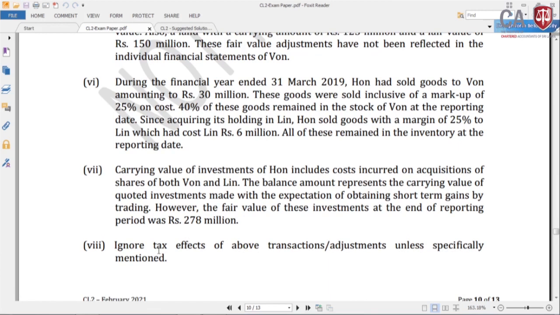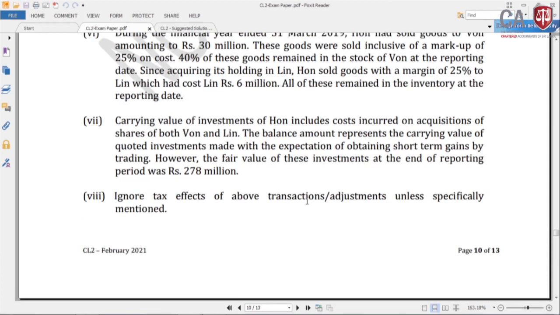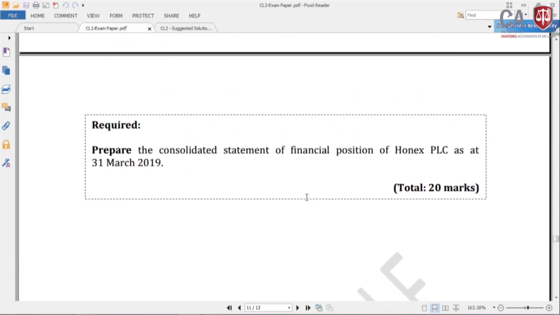Carrying value of investments of Hon includes cost incurred on acquisitions of shares of both Won and Lin. The balance amount represents the carrying value of quoted investments made with the expectations of obtaining short-term gains by trading. However, the fair value of these investments at the end of reporting period was 278 million. Ignore tax effects of above transactions adjustments unless specifically stated.